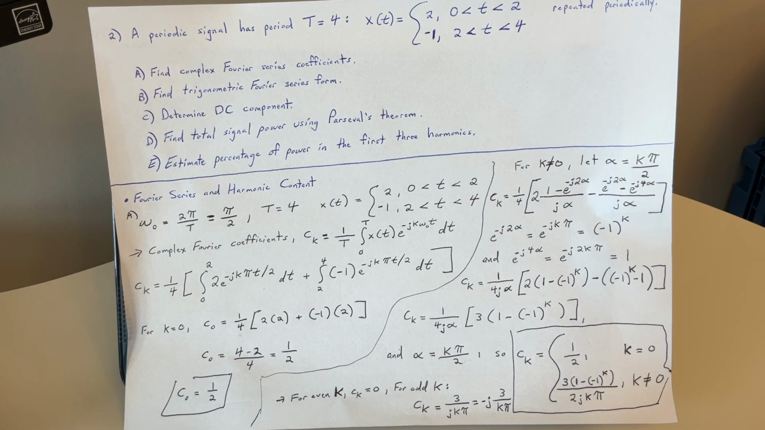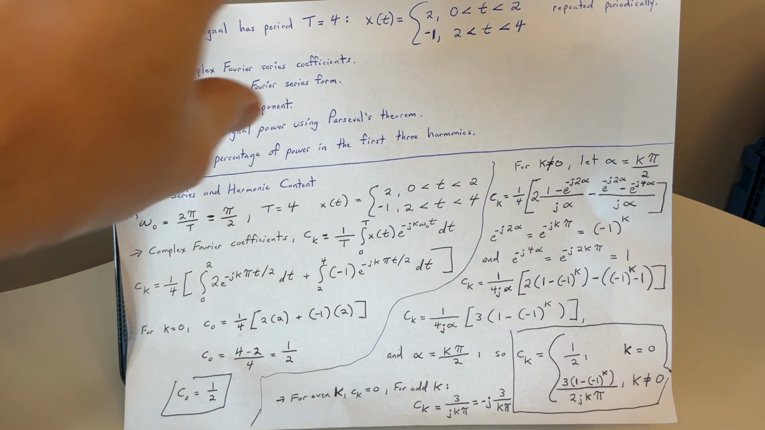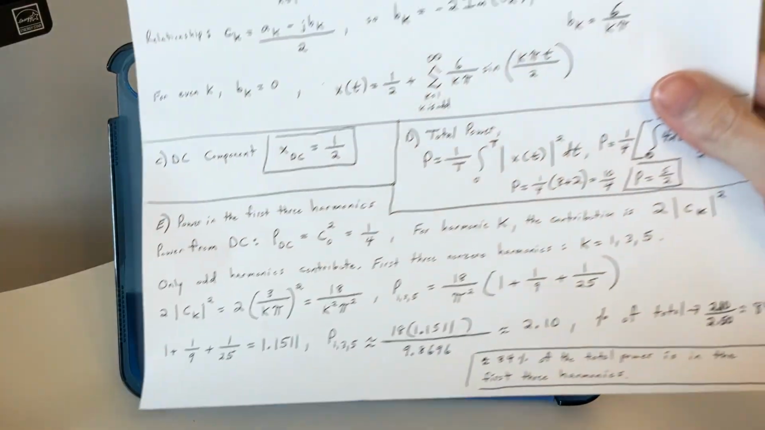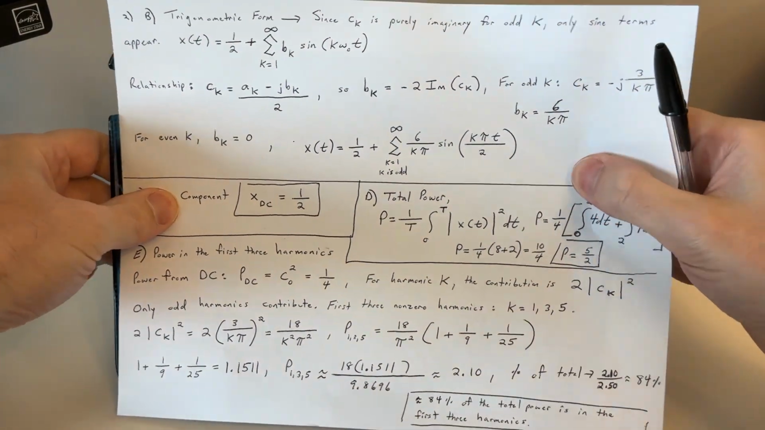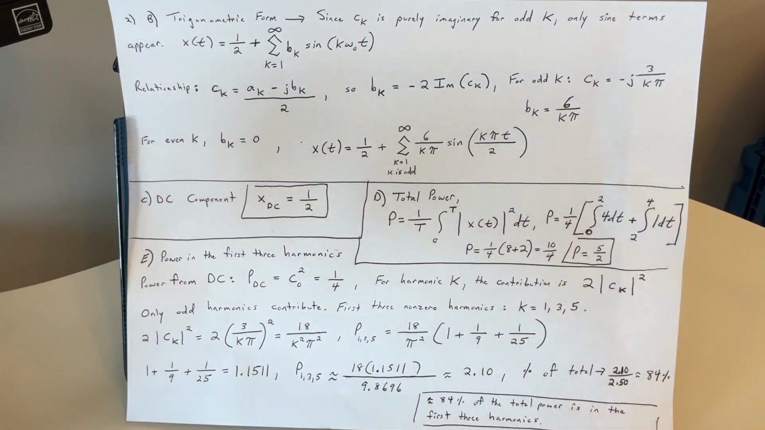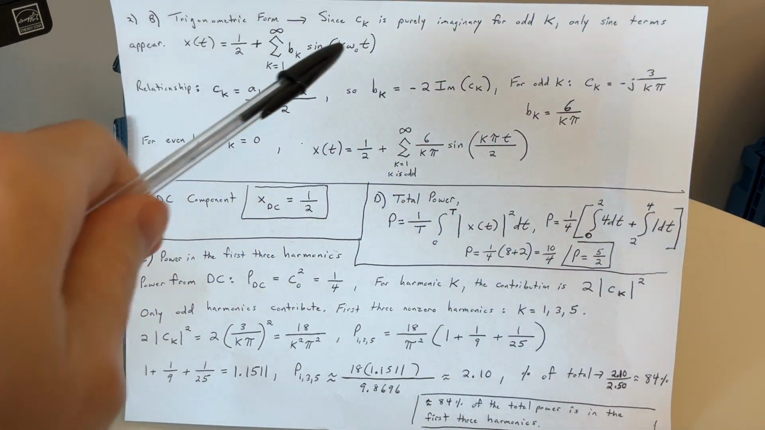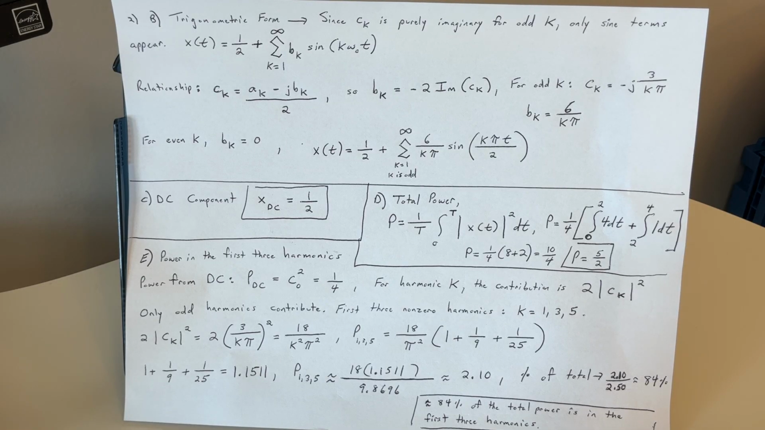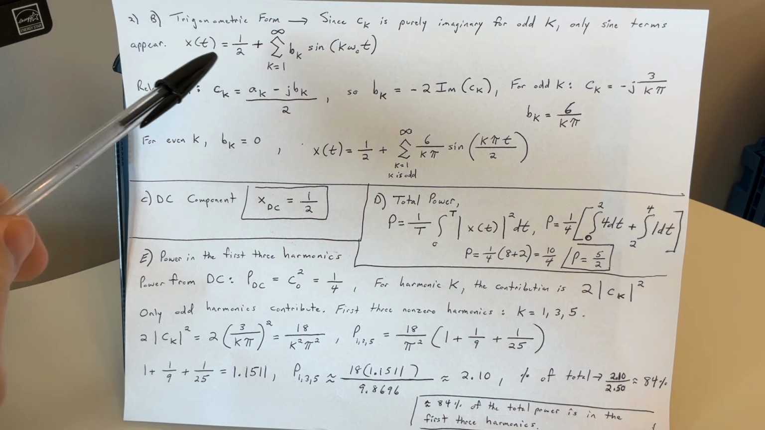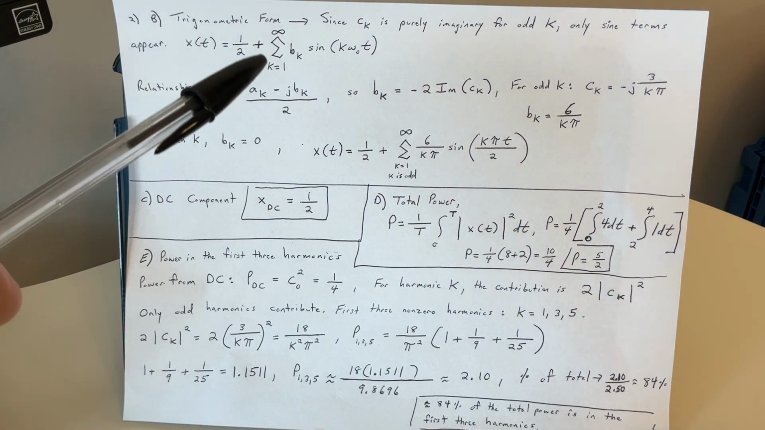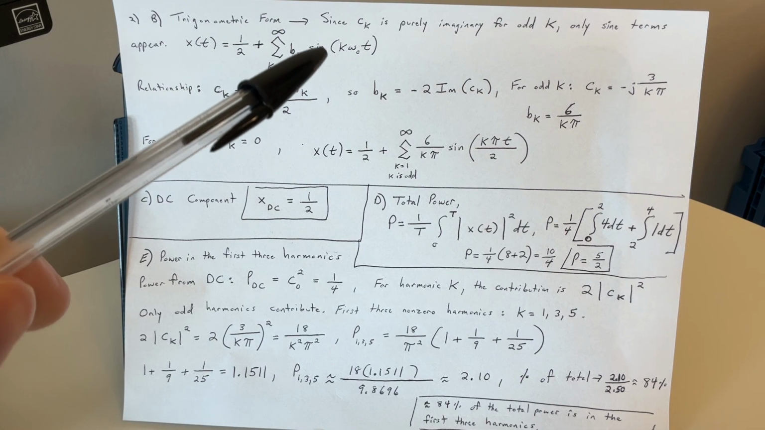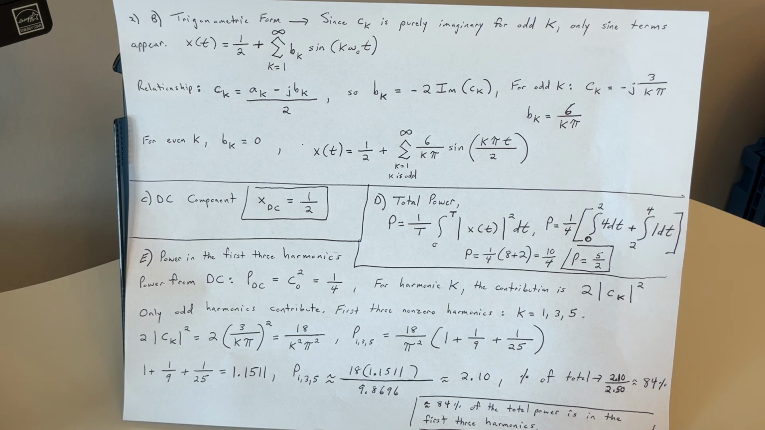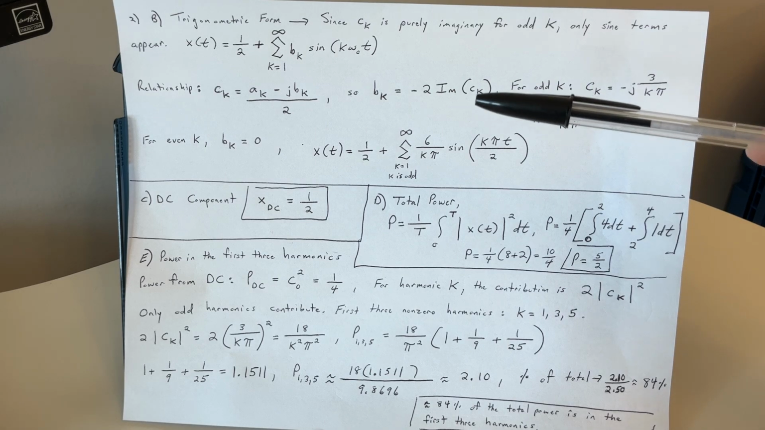For letter B, they want us to find the trigonometric Fourier series form. So for letter B, trigonometric form, since c sub k is purely imaginary for odd k, only sine terms appear. x of t equals 1/2 plus the summation from k equals 1 to infinity of b sub k sine of k omega naught t. The relationship here: c sub k equals (a sub k minus j b sub k) over 2. b sub k is -2 times the imaginary part of c sub k.